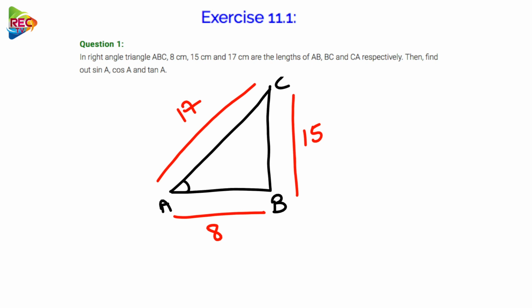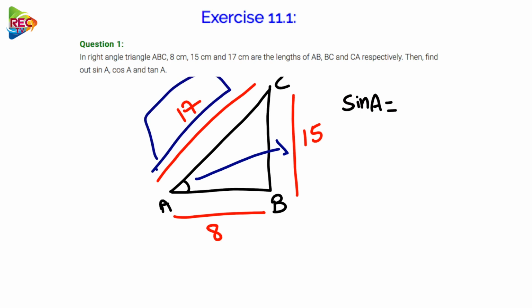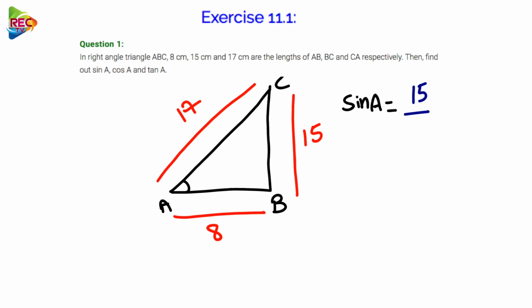So first you find sin A. Sin A equal to the length of the opposite side of the angle by the length of the hypotenuse. Where is the hypotenuse? Here AC is the hypotenuse, the value is 17. The length of the opposite side is 15 and the hypotenuse is 17. So sin A value equal to 15 by 17.